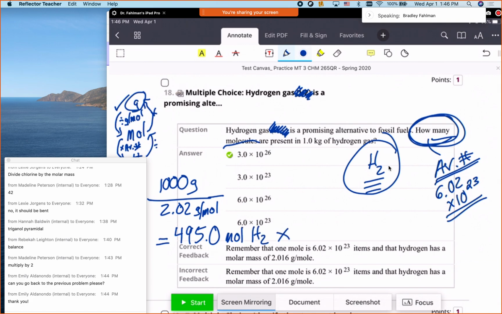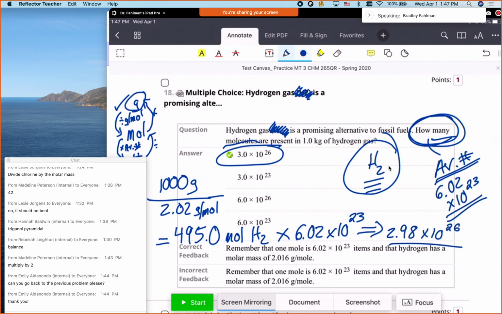Okay, and then we multiply by Avogadro's number. 6.02 e to the 23rd gives 3 times 10 to the 26. Okay, so really 2.98.